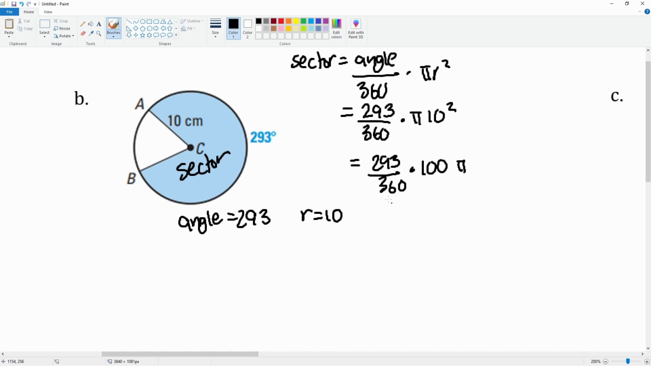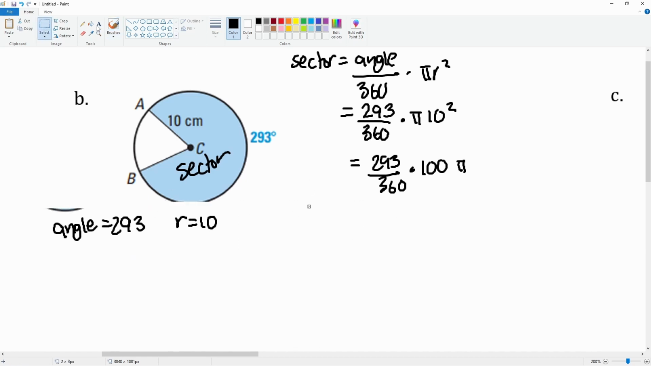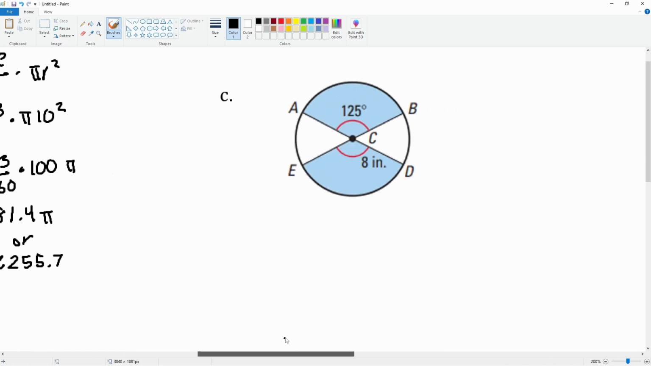Let's try to leave this in terms of pi here. Let's see what we get. All right, so for the sector, we plug that into the calculator. 293 divided by 360 times 100. That is approximately 81.38 pi, or approximately 255.7.